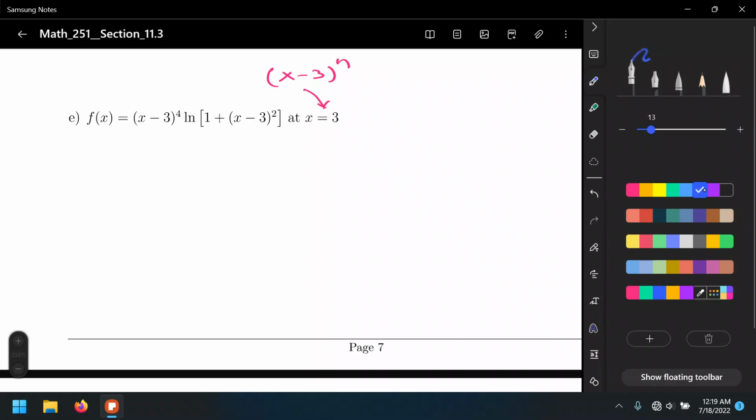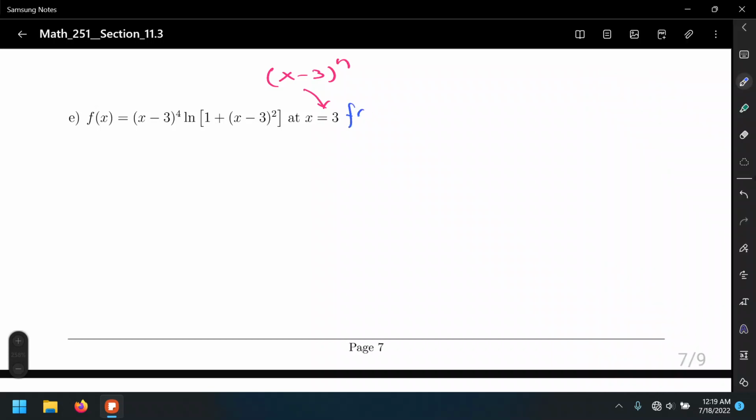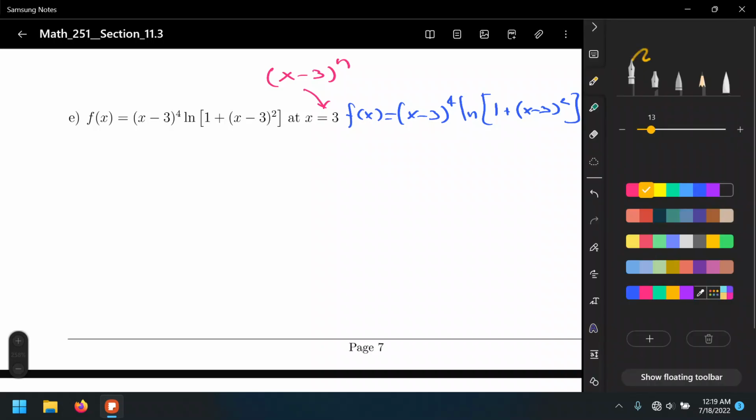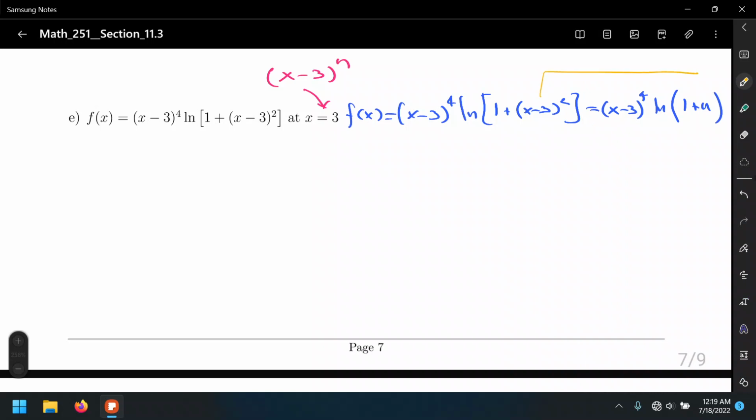All right, so let's start by rewriting the function first. Okay, so f of x equals x minus 3 to the fourth ln of 1 plus x minus 3 squared. Alright, and in this case I'm going to write this in terms of u. So x minus 3 to the fourth ln of 1 plus u, where our u in this case is u equals x minus 3 squared.